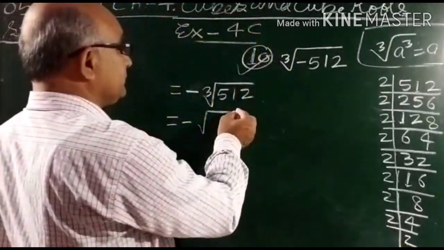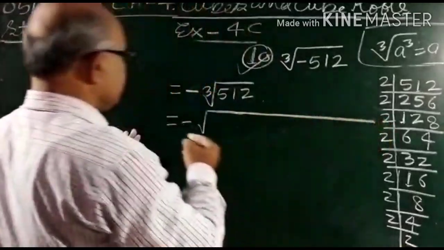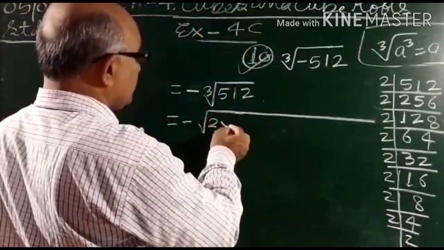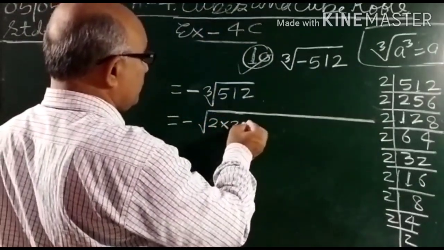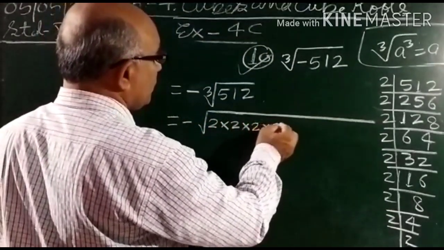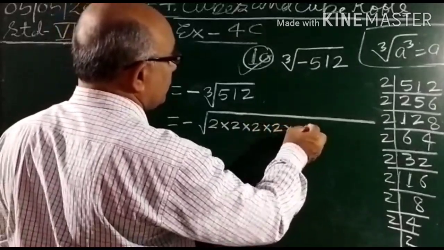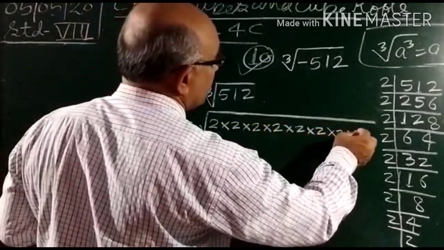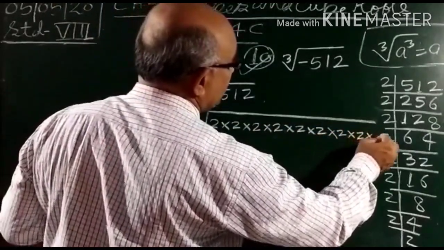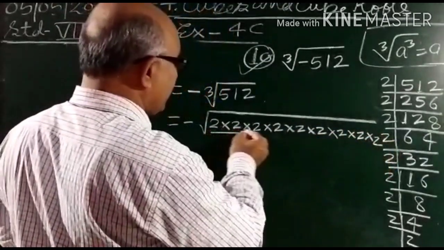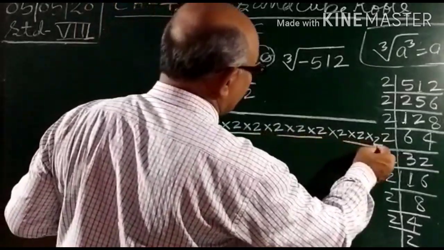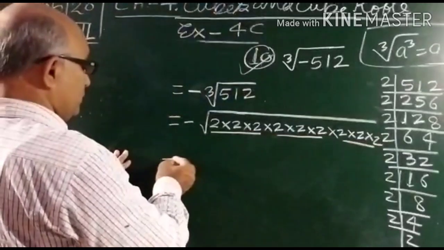So write it. 2 into 2 into 2, 2 into 2 into 2, now 2 into 2 into 2. Make triplets: 2 into 2 into 2, again 2 into 2 into 2. So write it.